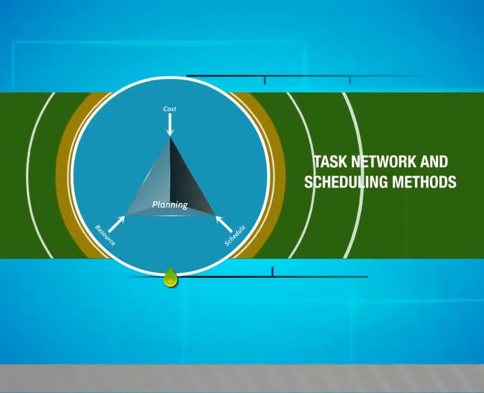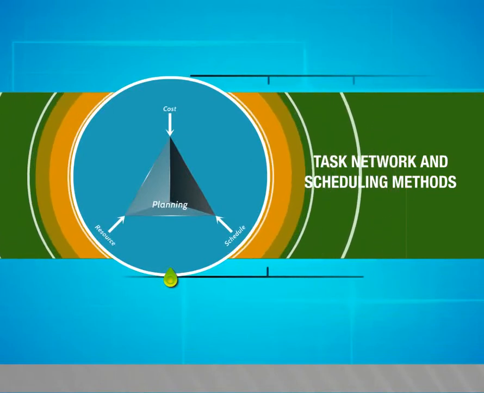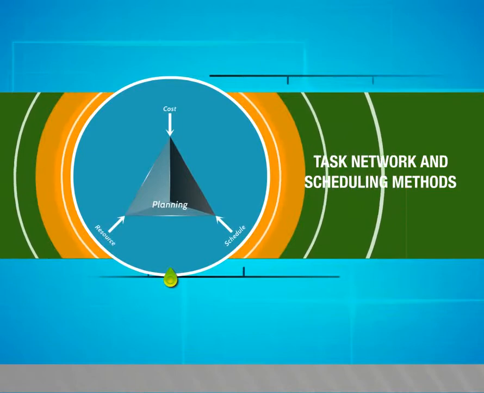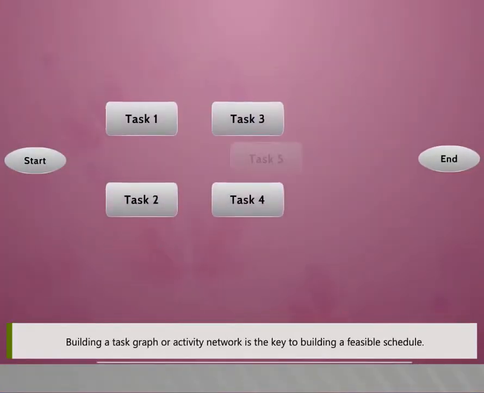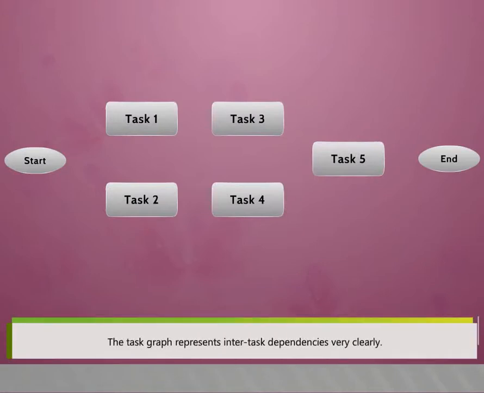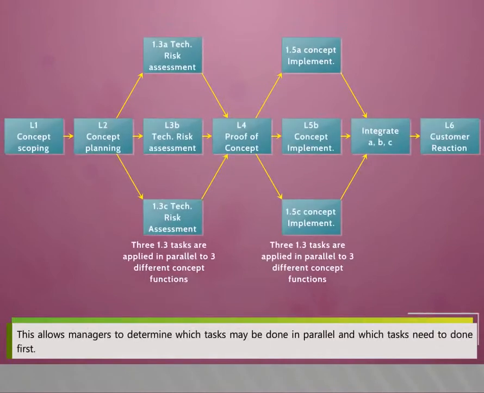Task network and scheduling methods. In this video, we are going to see about task network and scheduling methods. Building a task graph or activity network is the key to build a feasible schedule. The task graph represents inter-task dependencies very clearly. This allows managers to determine which tasks may be done in parallel and which tasks need to be done first.